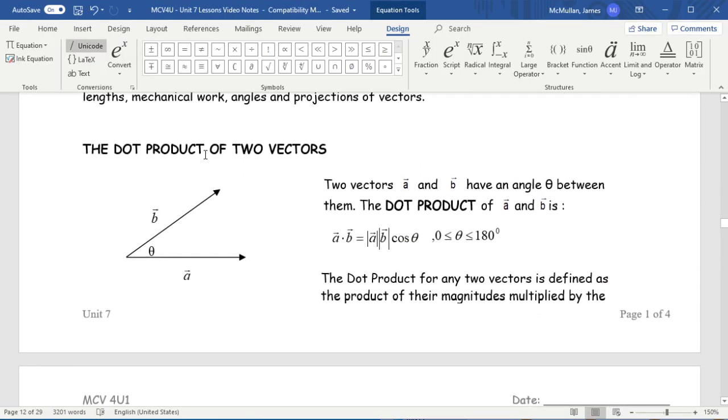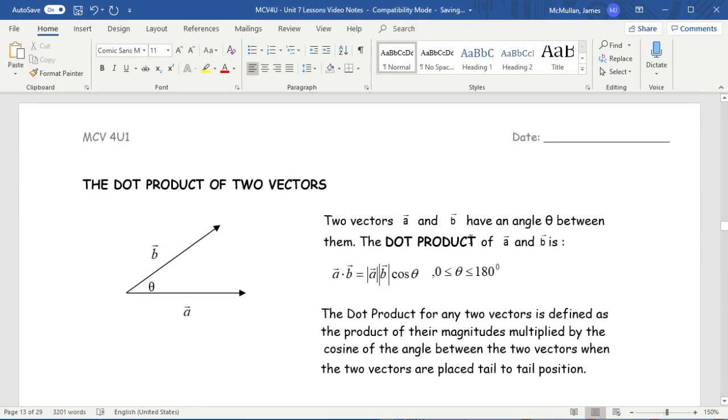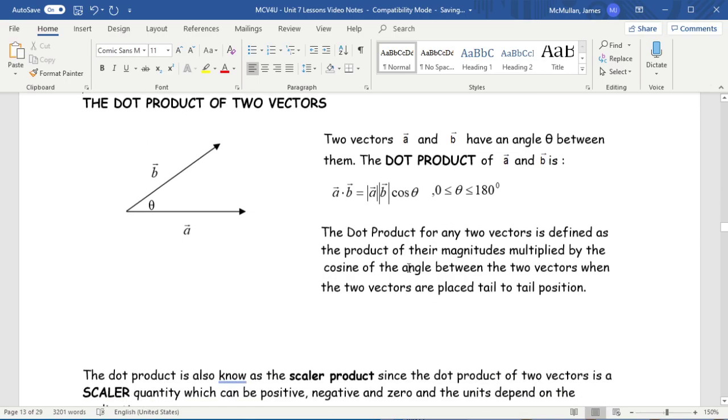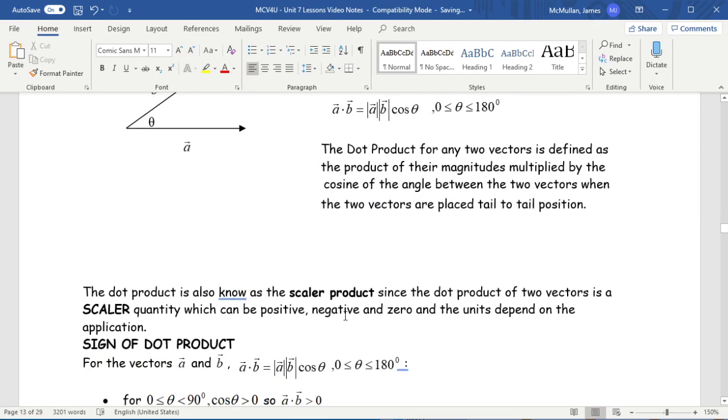So it says two vectors A and B have an angle between them of theta. Again, this is what the picture should look like. The dot product is magnitude A times magnitude B times cos theta. Remember, theta is always a number less than 180, because if theta was bigger than 180, you would have a shorter angle on the other side. So you always take the shorter angle between the two vectors. Okay? So again, for the dot product, you multiply the magnitudes of the two vectors, and then multiply by the cosine of the angle in between them.